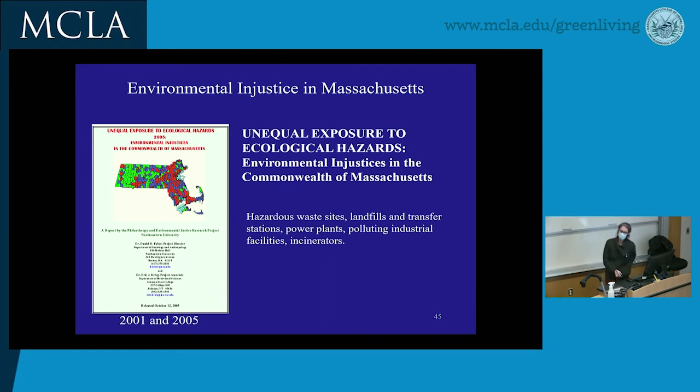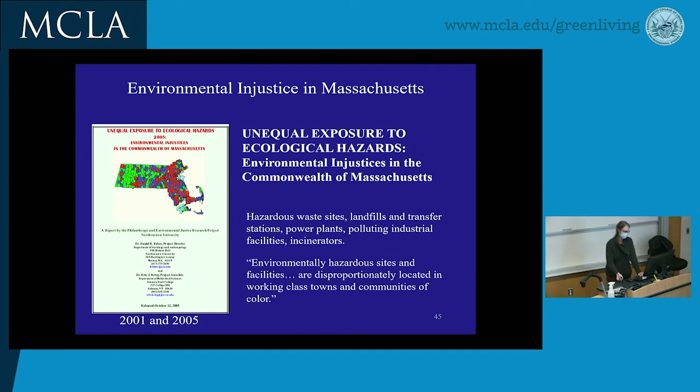in 2001, a couple of sociologists at Northeastern University did this analysis of environmental hazards in communities in Massachusetts. So they looked at all of the hazardous waste sites, landfills, transfer stations, power plants, and polluting facilities, and waste incinerators. And then they looked at the demographics of the communities immediately in proximity to them, finding that environmentally hazardous sites are disproportionately located in working class towns and communities of color. So what the United Church of Christ found was true for hazardous waste sites across the country. This report identifies as a problem specifically in Massachusetts.